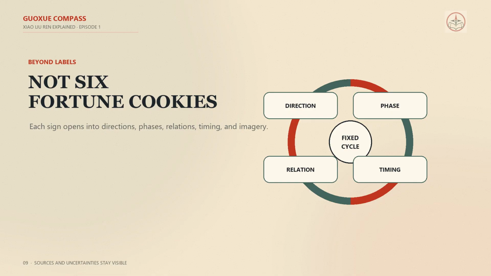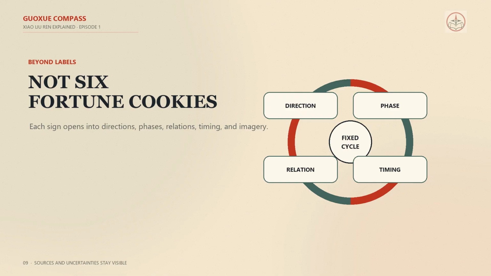These English phrases are teaching aids, not perfect equivalents. A sign is not simply a one-word verdict. In the manual, each sign can also be connected with directions, the 5 phases, family relations, bodily imagery, timing, and many other correspondences. That is why memorizing 6 English labels is only the beginning. The larger system asks how a sign behaves in relation to a question and to other symbolic categories.